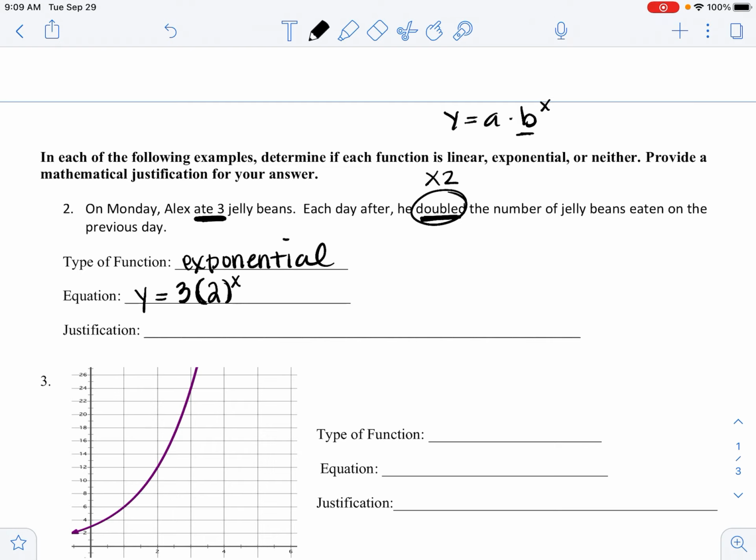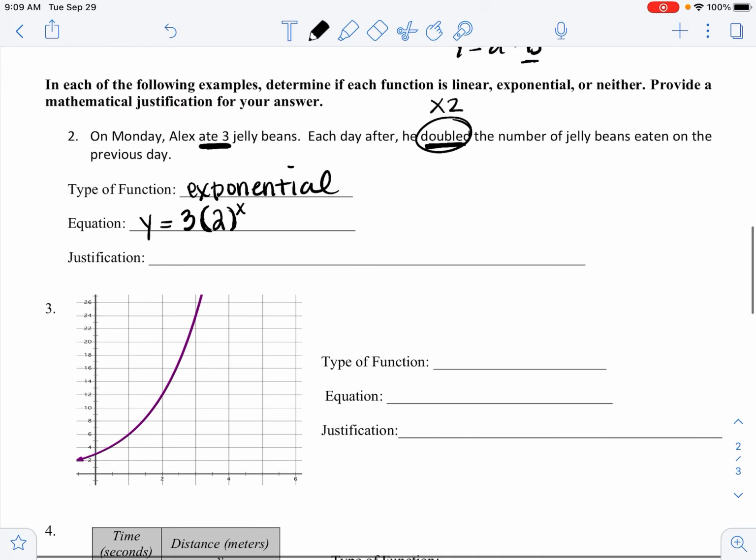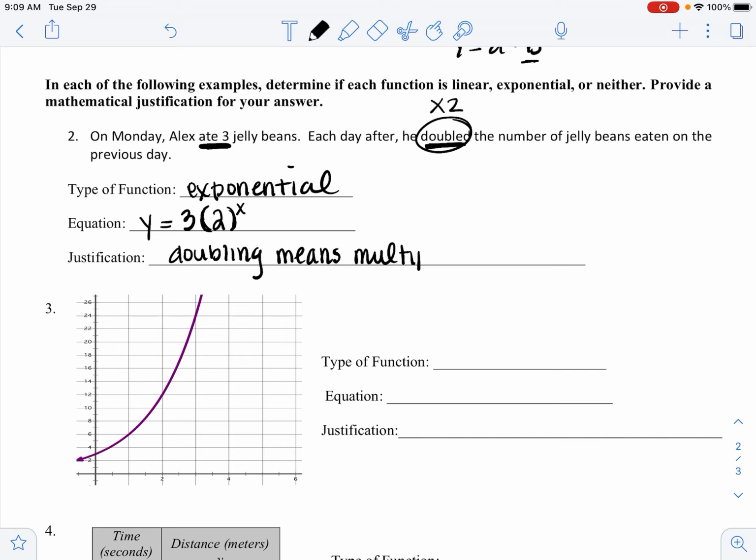This is not equal to y equals 6 to the x. It's very important that you understand that. It is 2 raised to a power, and then whatever that is, you multiply it by 3. So what was the key idea here that told me this was exponential? I saw that word doubled. Doubling means multiplying by 2.